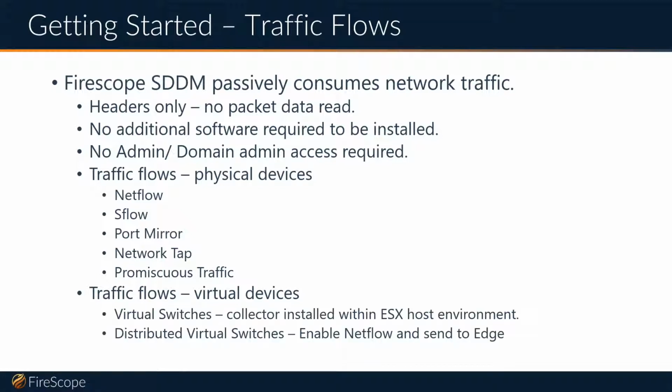And this basically boils down to two scenarios. You'll either have virtual switches, in which case we'll need a collector on each ESX host because it's the only way you can see traffic between the local machines on a switch. Or if you're fortunate enough to have distributed virtual switches, we can just enable NetFlow across the distributed switch and send the data to the edge and consume everything in your virtual environment with one tick box and one IP setting.